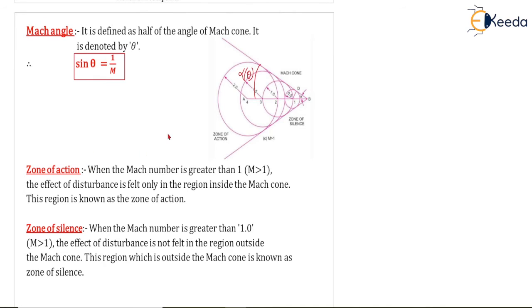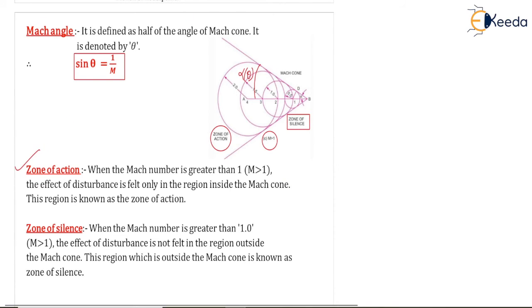So this is your Mach cone zone of action, and this is definitely Mach number greater than 1. This is the zone of silence. Zone of silence means if you're standing here, you will not be able to listen to the sound of the object which is flying at a speed higher than the speed of sound, right? Now what is zone of action? That is again explained here.